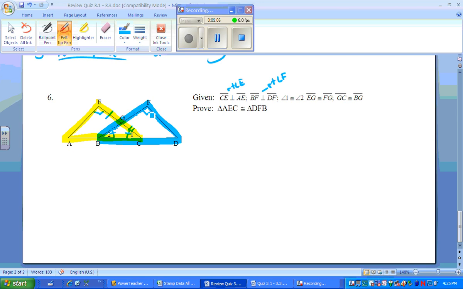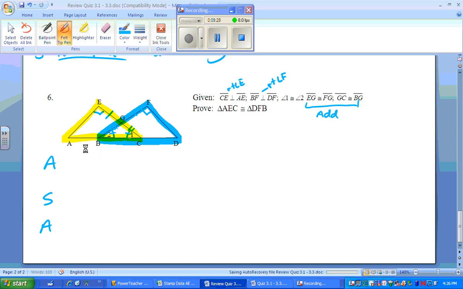Well, we noticed that these 2 angles are congruent, E and F, because all right angles are congruent. Angle 1 is congruent to 2, so we have 2 angles, so the only possibility is angle side angle. And then the side comes in between EC and FB, but we're not given those. But if we add these 2 statements together, we can get the bigger statement that we need.